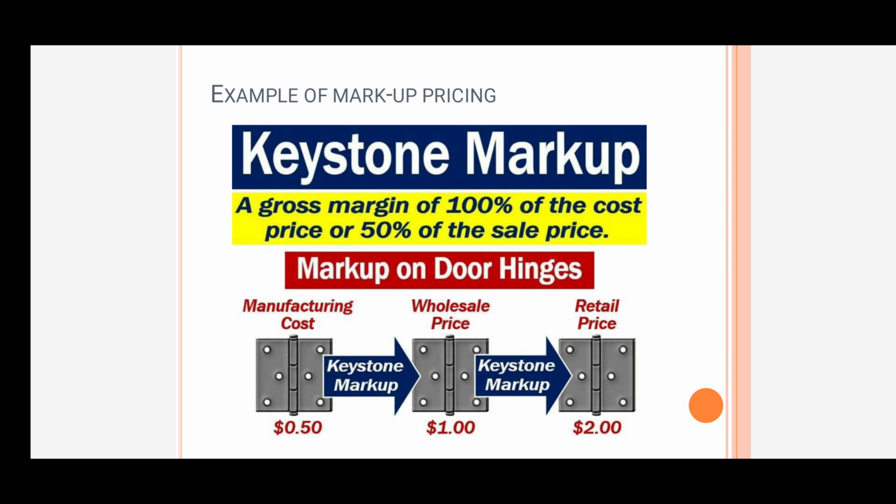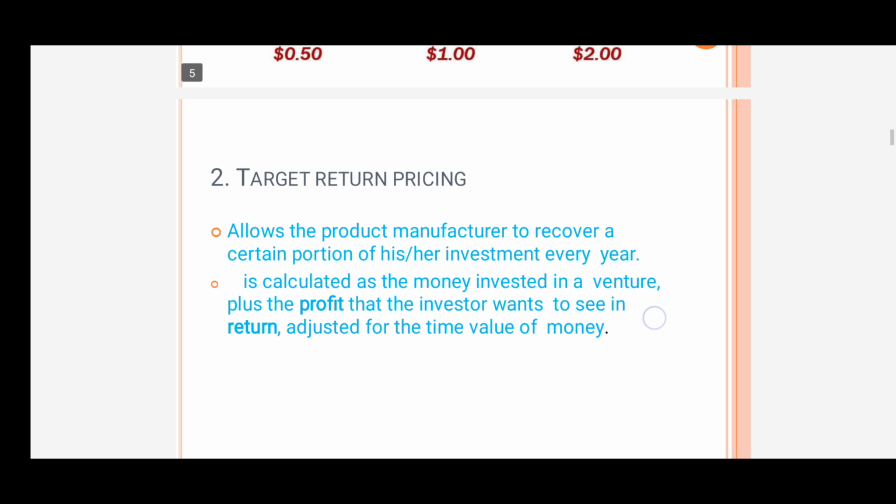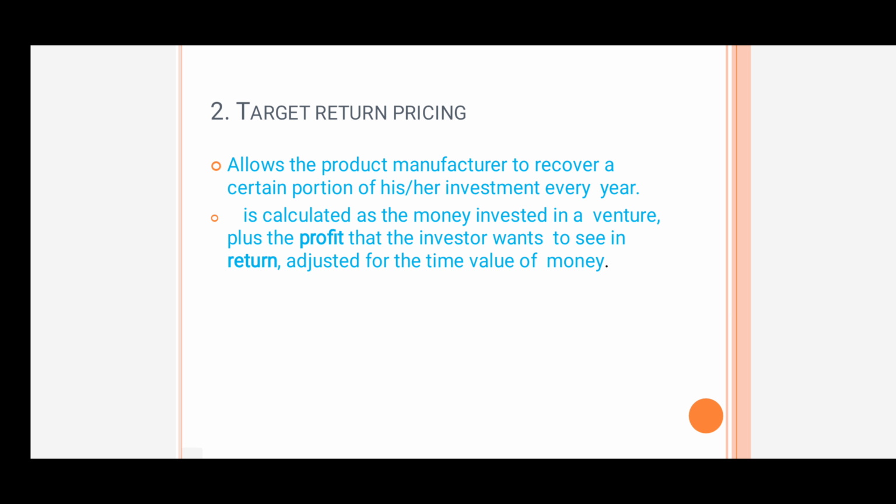Your next pricing strategy is target return pricing. This allows the product manufacturer to recover a certain portion of his or her investment every year. So whatever investment, that is the initial capital an investor has invested, this helps in recovering it every year. It is calculated as the money invested in a venture plus the profit that the investor wants to see in return, adjusted for the time value of money.